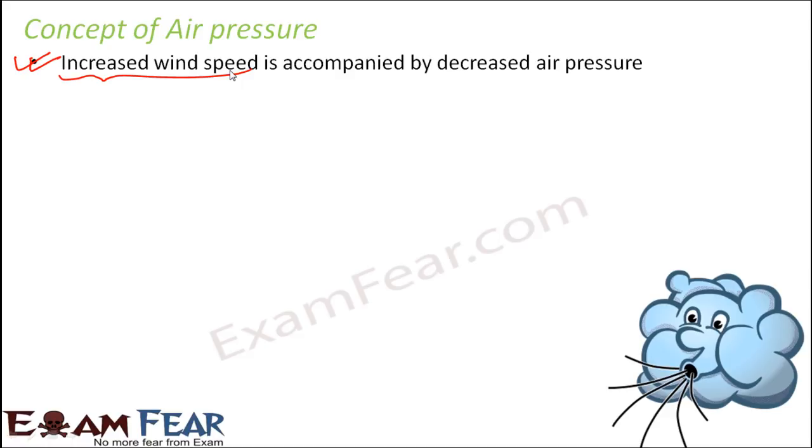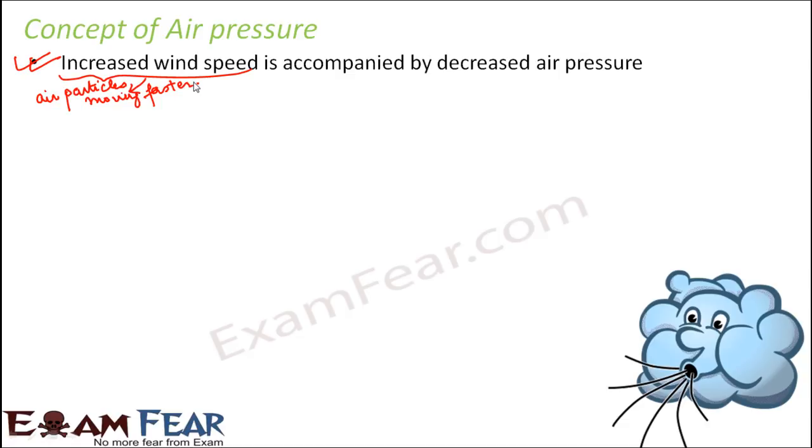Now, what would determine the speed of the wind? Speed of the wind is nothing but the speed with which the particles present in the air are moving. So, when I say increased wind speed, I basically mean that the air particles are moving faster. So, that is the increased wind speed. Those particles in the air, wherever they move very fast, cause a decrease in air pressure.